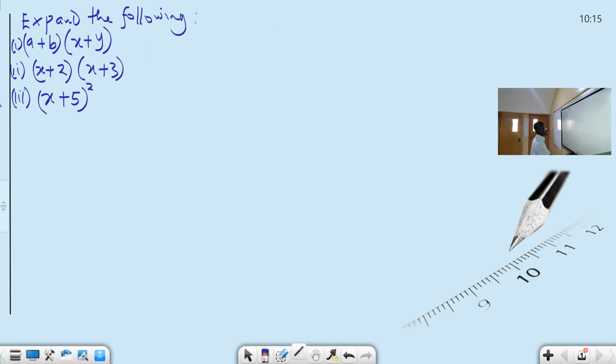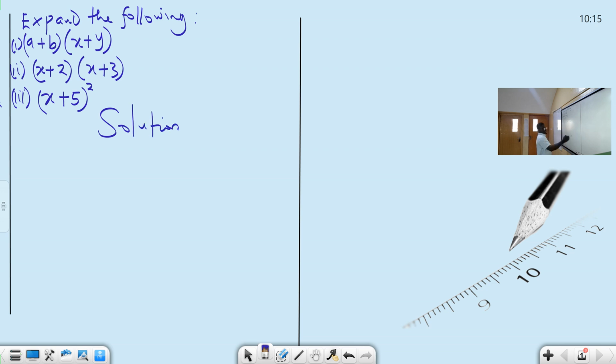Expansion is equally very simple, but most students find it difficult because they don't pay attention to details. Now pay attention to this and you get it once and for all. Now expand a plus b brackets x plus y. How do we expand? The first expression is distributive over the second expression.